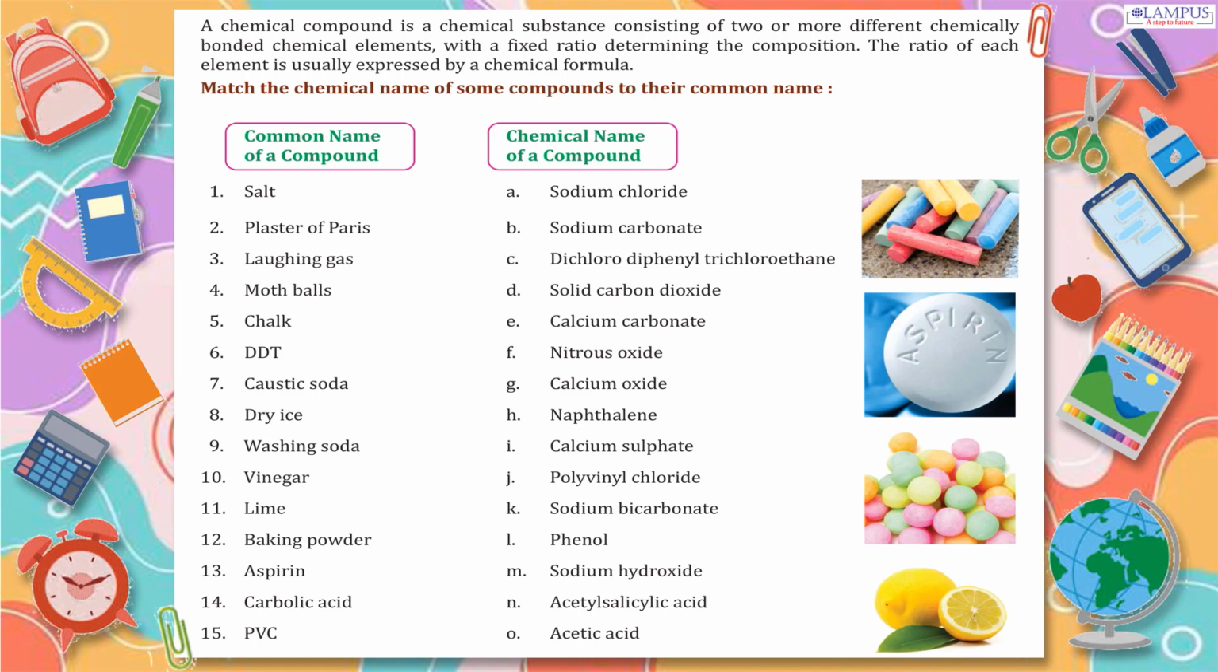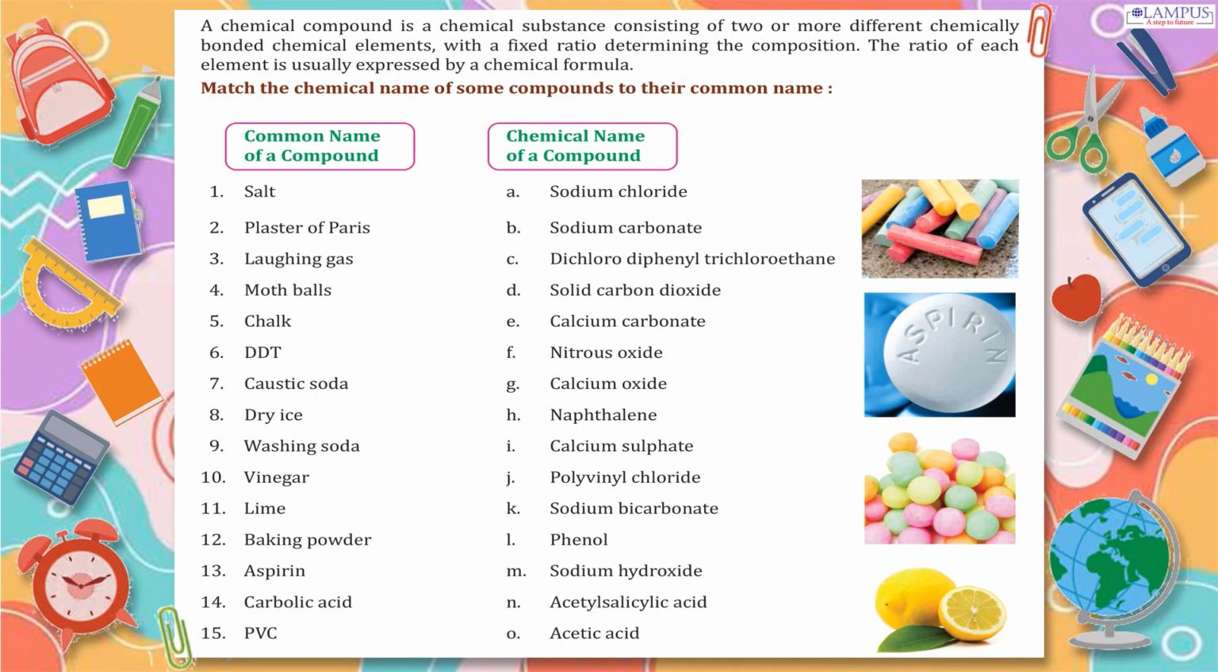15. PVC. Chemical name of a compound. A. Sodium chloride. B. Sodium carbonate. C. Dichloro-diphenyl-trichloroethane. D. Solid carbon dioxide. E. Calcium carbonate. F. Nitrous oxide. G. Calcium oxide. H. Naphthalene.